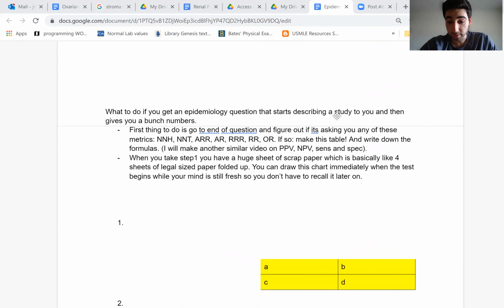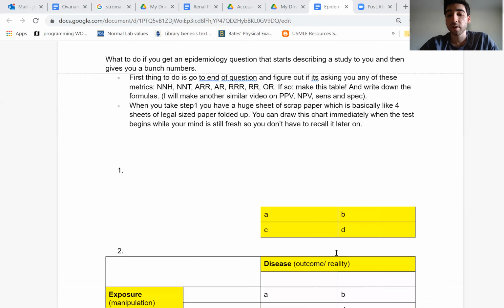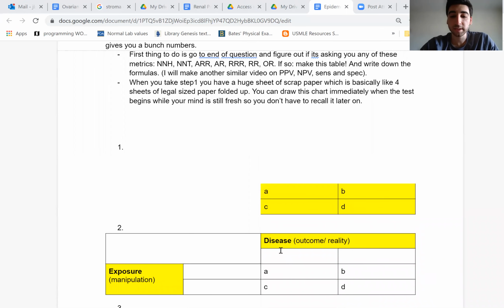So the first thing you're going to do is go left to right, up to down, and write A, B, C, D in this order. Once you've done that, well above the A, B, and C, D, you're going to put the disease. And keep in mind that the disease is what actually happens in real life. So this is what happens to the patients that are being studied. This is the outcome or the reality. And to the left, so you leave adequate room for these two things here, you're going to put exposure. And the exposure is basically what the researchers are going to be doing to the study participants. And we'll have an example at the end of this video so you can practice doing this yourself.